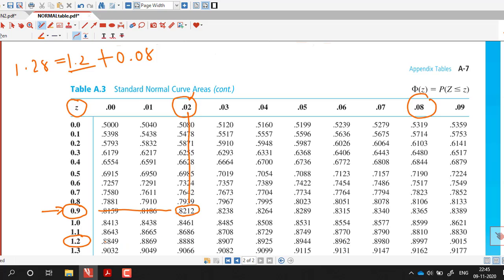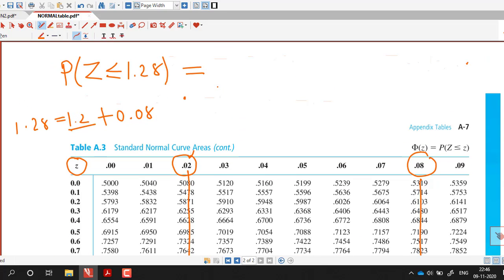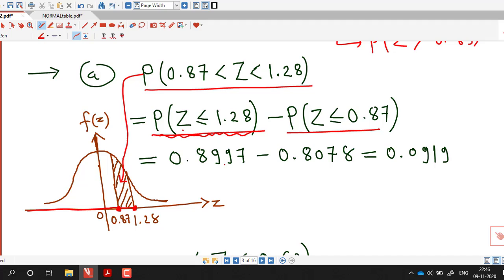So I have to go up to 0.08 here, and also up to 1.2. You can see this is the corresponding value, 0.8997. So the probability that z is less than or equal to 1.28 is 0.8997.